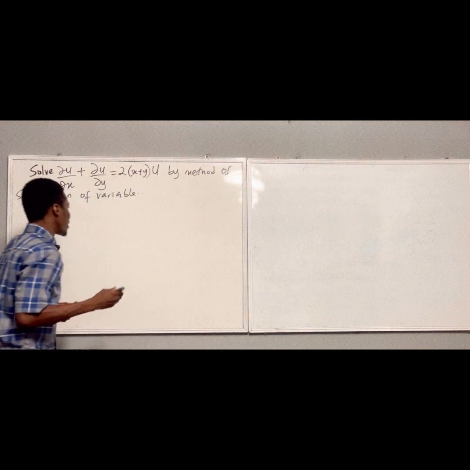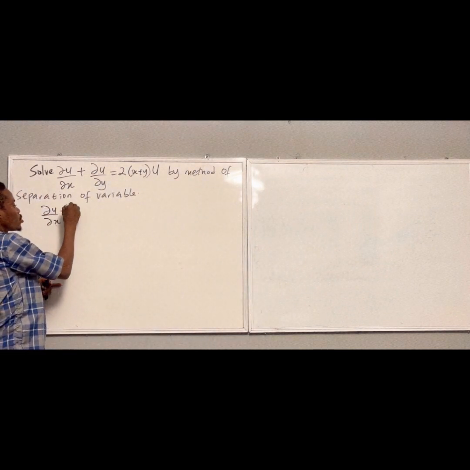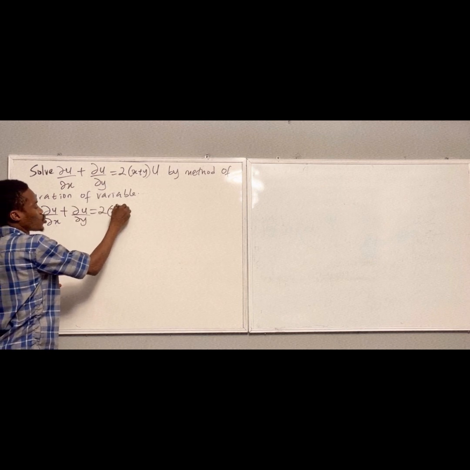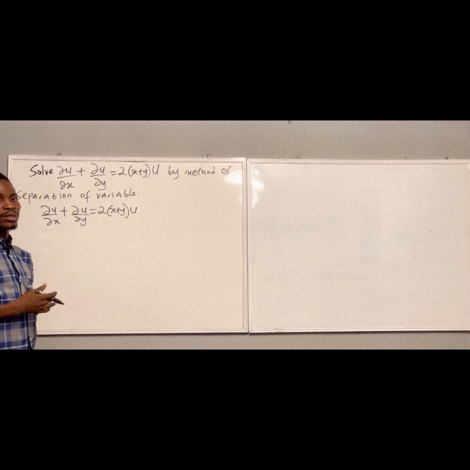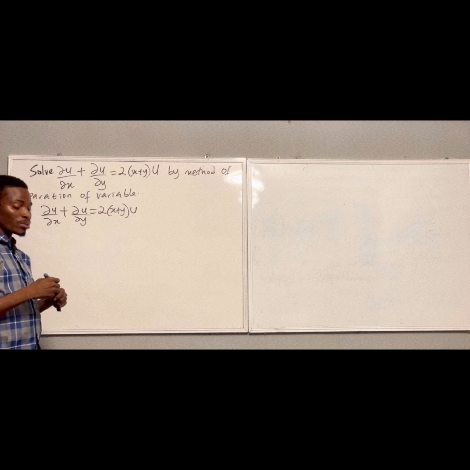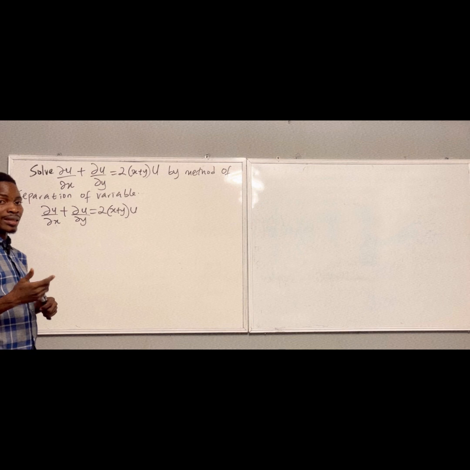So let us consider this: ∂u/∂x + ∂u/∂y = 2x + y, where u is the unknown. There are some steps that we have to consider in solving this. We cannot just go into it and solve. If you check my previous lesson on separation of variables, I explained the steps to be considered in solving this.